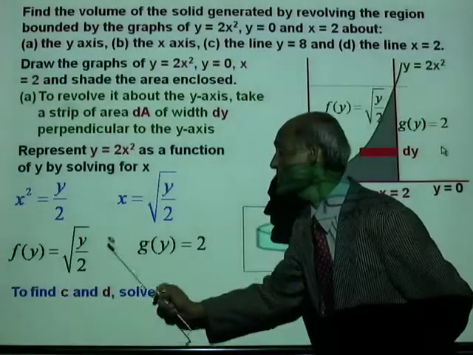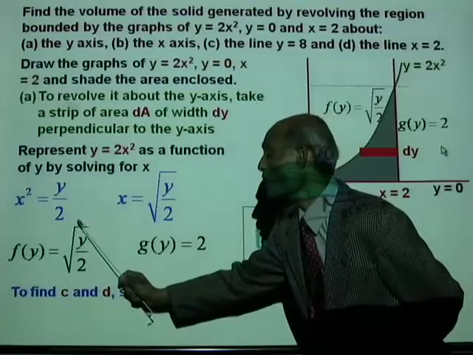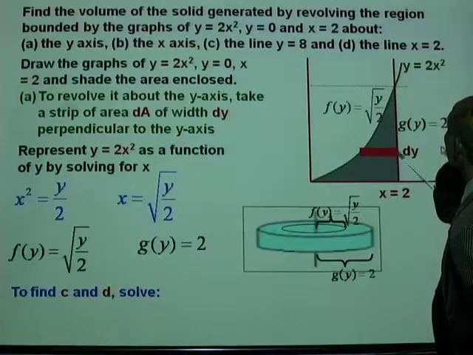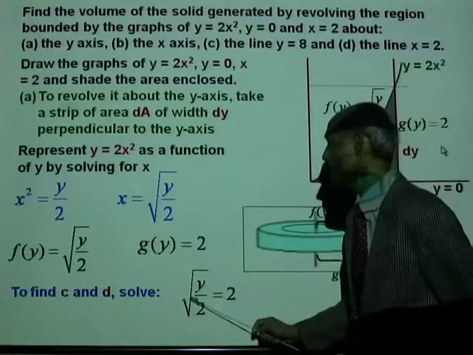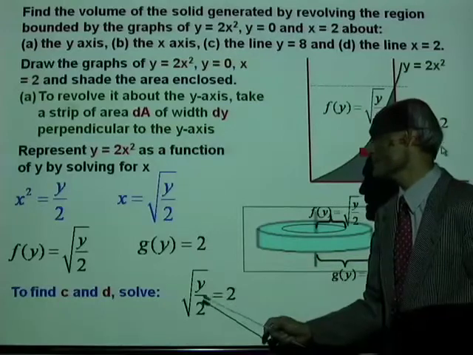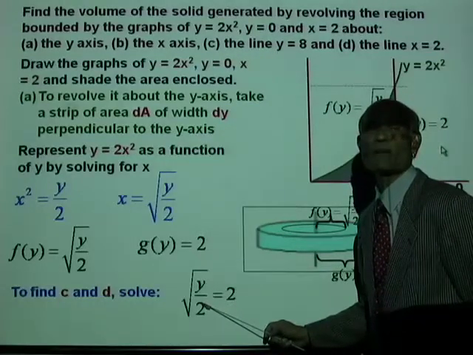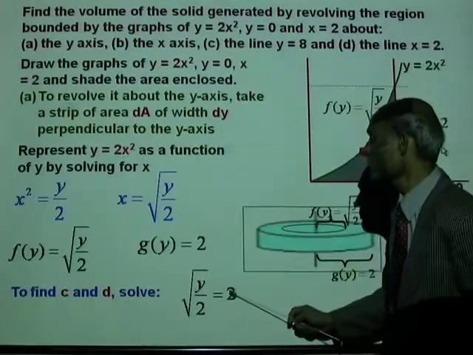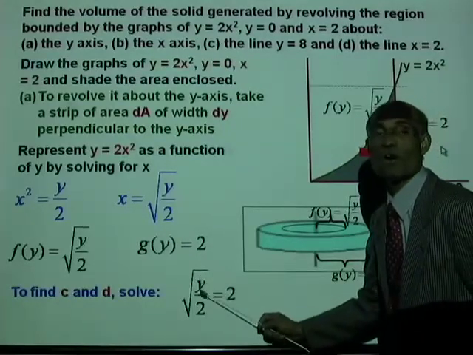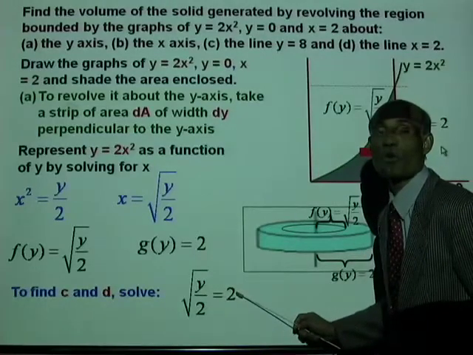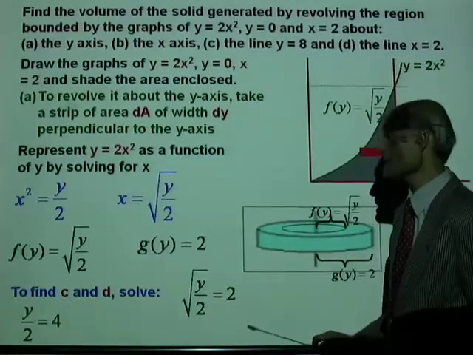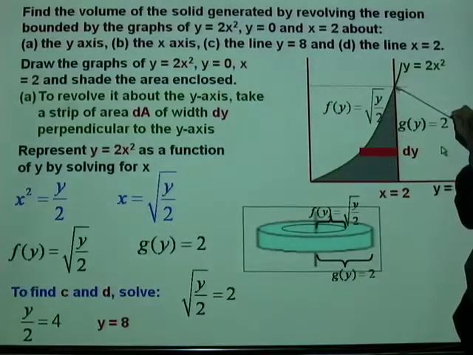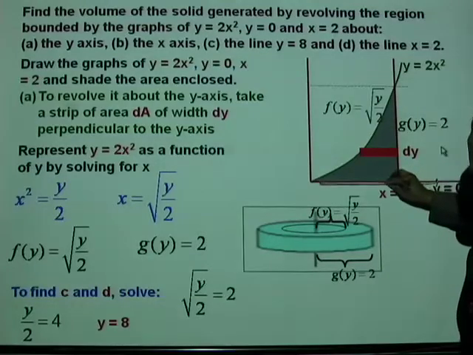So to find c and d, what do we do? We solve f of y equal to g of y. Can you solve and tell me what the value of y is here? Square root y over 2 equal to 2. Square both sides. You get y over 2 equal to 4, or you get y equal to 8. That's right. So this is y equal to 8 and this is y equal to 0.